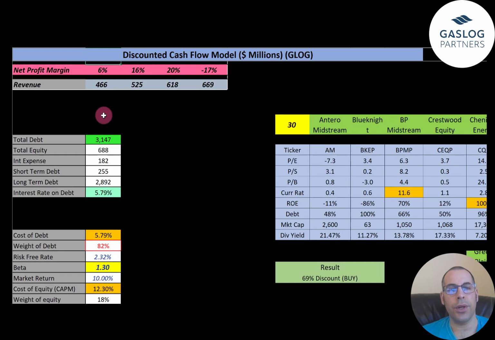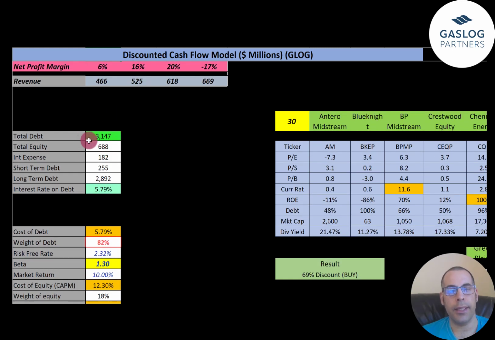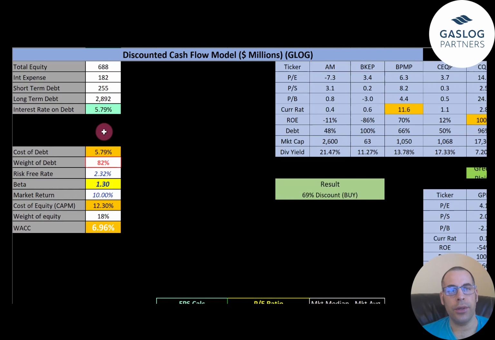Let's look at a capital structure. $3.1 billion of debt, $700 million of equity. The interest rate they pay on their debt is 5.79%.